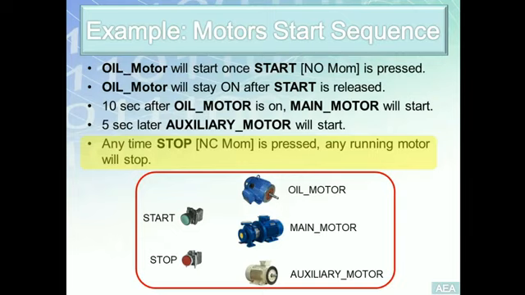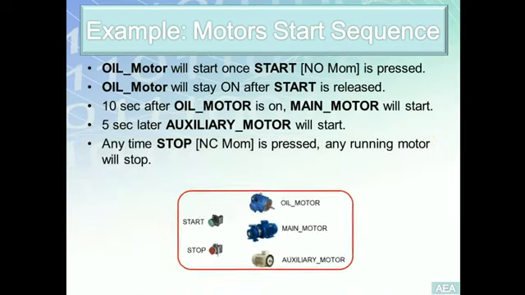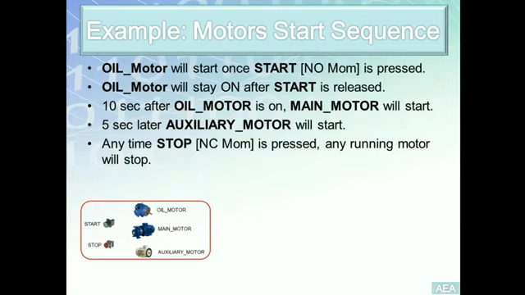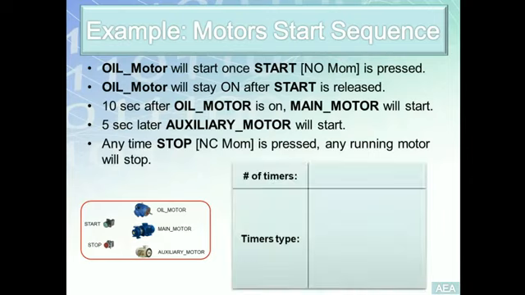In this example, we have a mixture of discrete IOs and timer requirements. So we have done discrete IOs before. We're going to follow the same logic we have done before. Now, regarding the timer requirements, there are 2 things that we need to consider before we start building our solution. Number 1 is the number of timers. Number 2 is the timer's type.